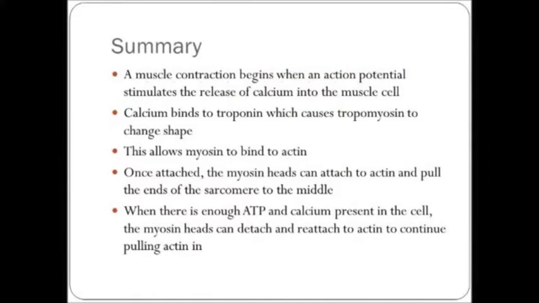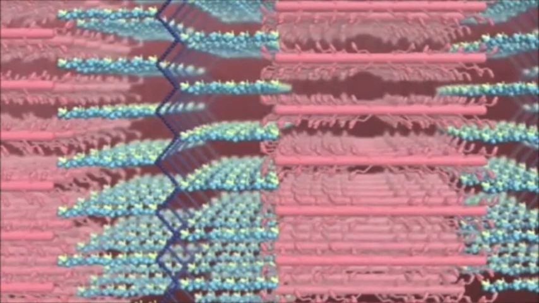A muscle contraction begins when an action potential stimulates the release of calcium into the muscle cell. Calcium binds to troponin, which causes tropomyosin to change shape. This allows myosin to bind to actin. Once attached, the myosin heads can pull the ends of the sarcomere to the middle. When there is enough ATP and calcium present in the cell, the myosin heads can detach and reattach to actin to continue pulling actin in.